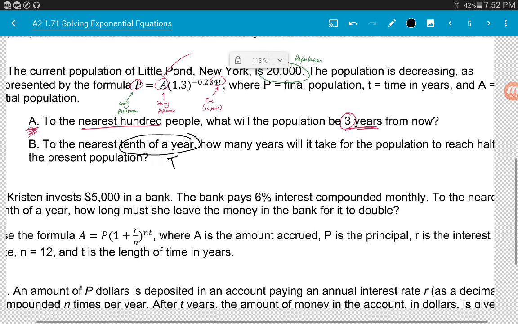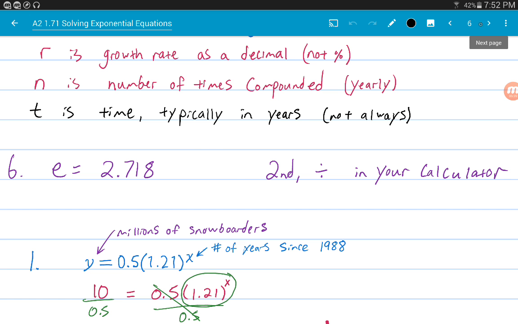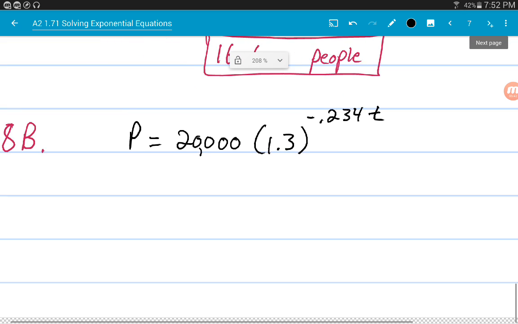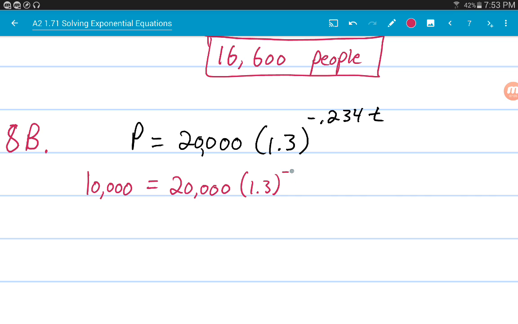How many years will it take for the population to reach half the present population? So what is the present population? The present population is 20,000. What would half of that be? They want P to be equal to 10,000. The population is decreasing and they want to know how long it will take before it's half. So we'll plug this in, and t is going to stay a variable because that's what we're trying to solve for.